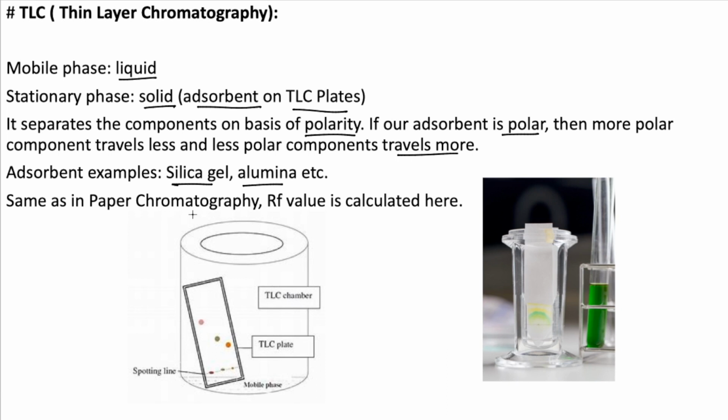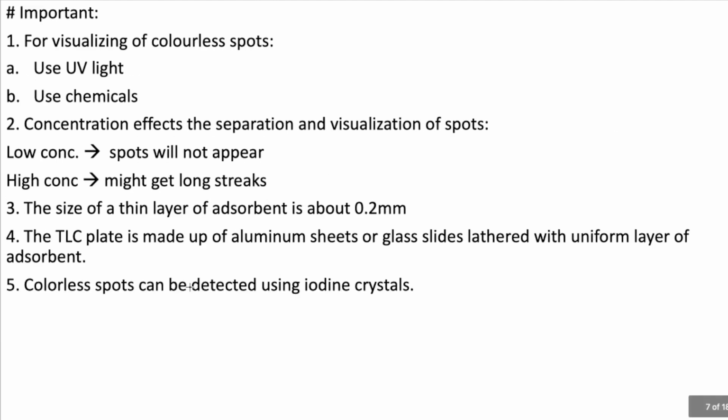So same as paper chromatography, the RF value is also calculated here as well. So everything is the same. The only thing is that instead of paper, you use a thin layer chromatography plate, or TLC plates, to perform TLC, and other things are the same as what you do for paper chromatography.